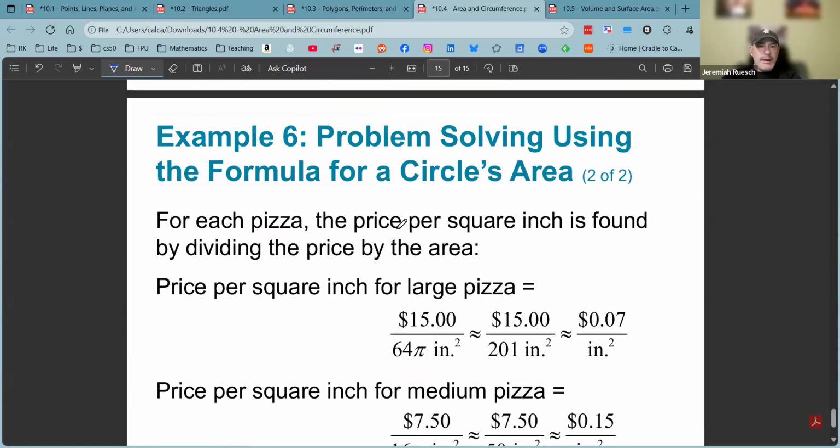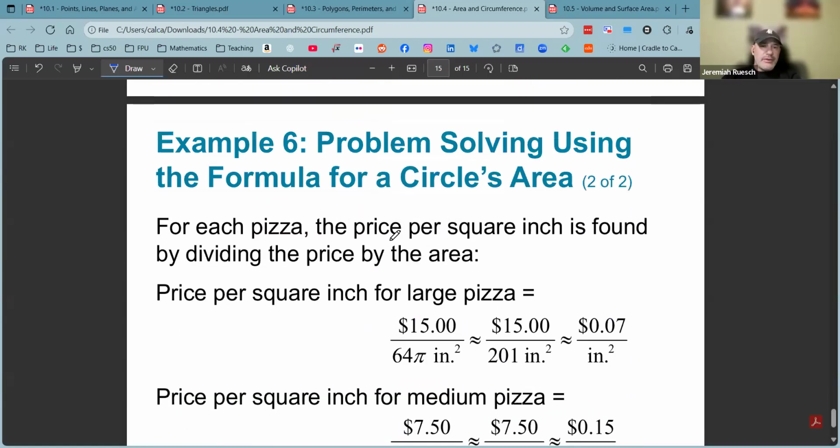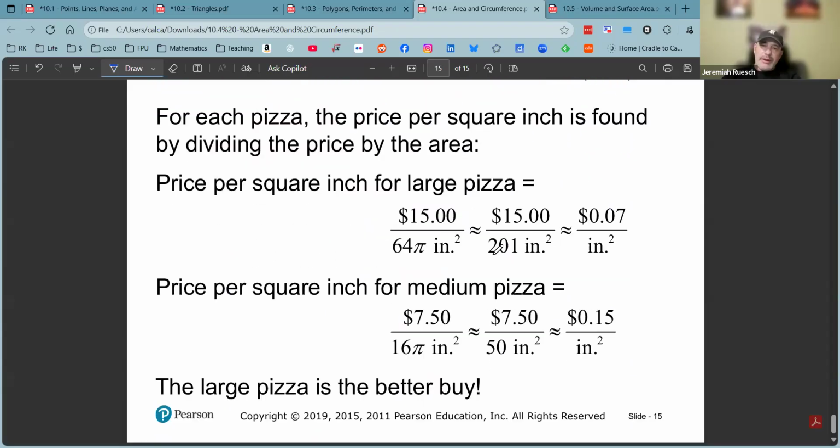So using that for each pizza, the price per square inch is found by dividing. So this is asking about a better deal, and so you have 15 divided by 64 gives you about 7 cents per square inch. And for the medium pizza, it's about 15 cents. So the large pizza is the better buy. In other words, you get more pizza for less money.